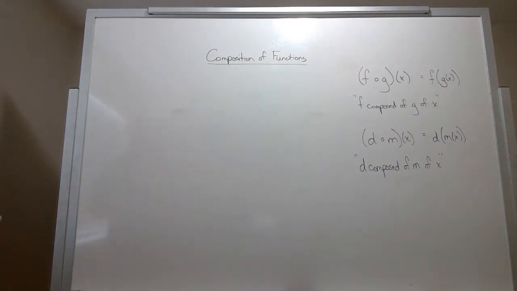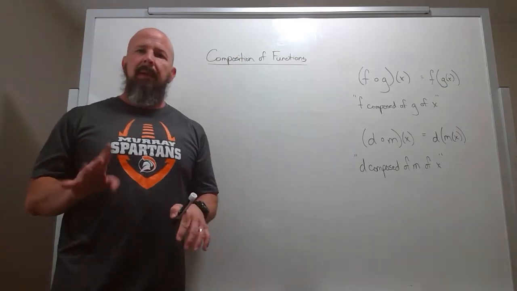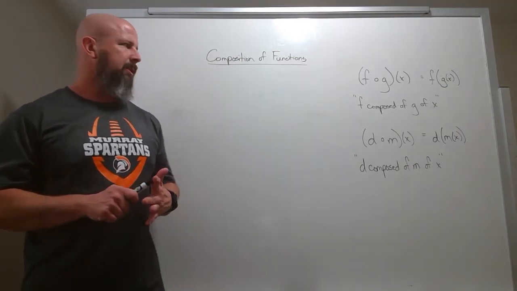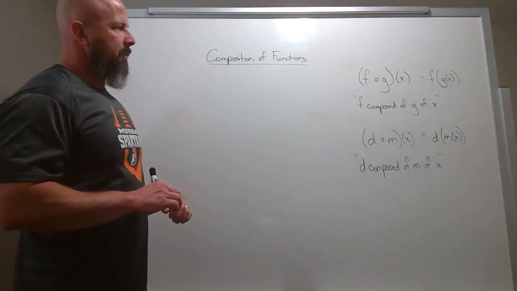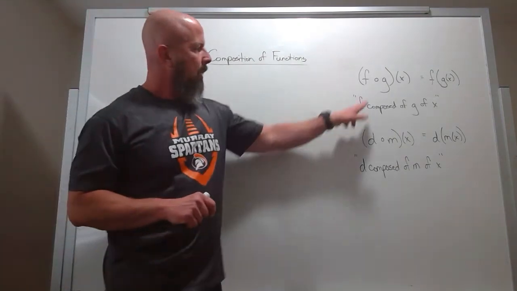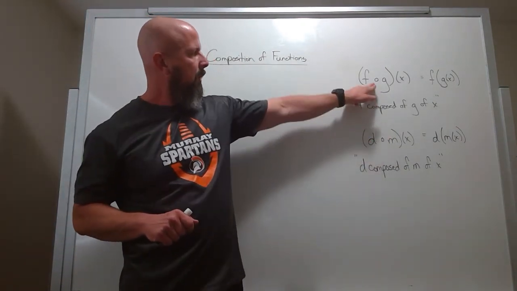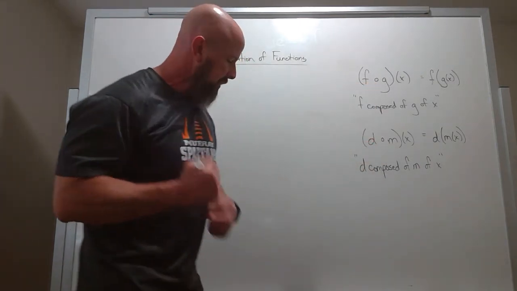All right, we are going to take a look at composition of functions. Now we have our four basic operations: add, subtract, multiply, and divide functions. This is our newest one, the composition formula. And the way we'll see it is a little small open circle. Okay? So when I see that small open circle, that's referring to a composition.